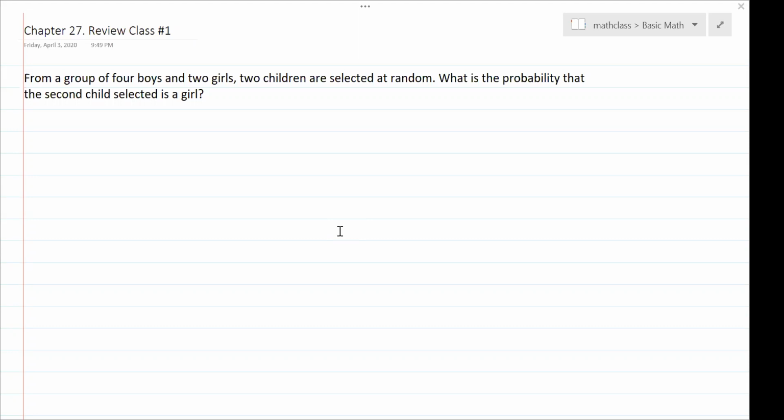Well, I only got a couple of requests from the students to discuss some problems. This is the first problem from the homework. This is from a group of 4 boys and 2 girls. 2 students are selected at random. What is the probability that the second child selected is a girl?